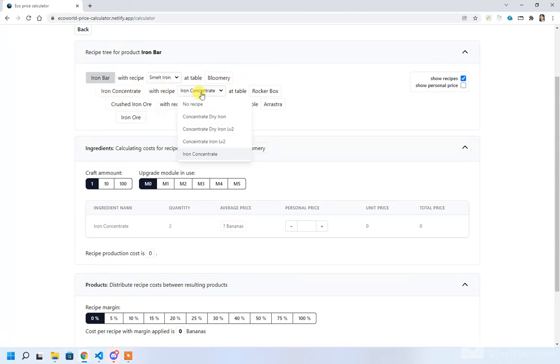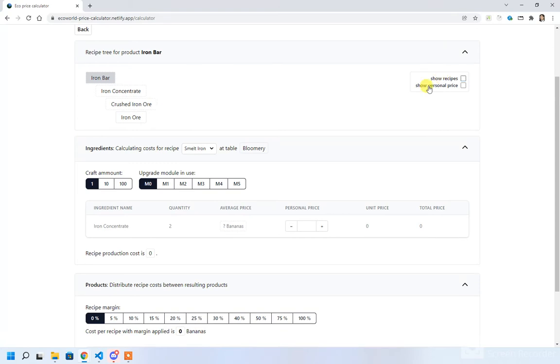And for iron concentrate I will use the dry iron recipe because I have access to a screening machine, and over here I also have access to a stamp mill, so I'll use that recipe instead. I can click here just to keep the UI a bit cleaner.